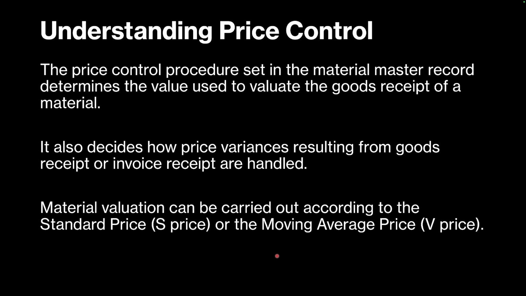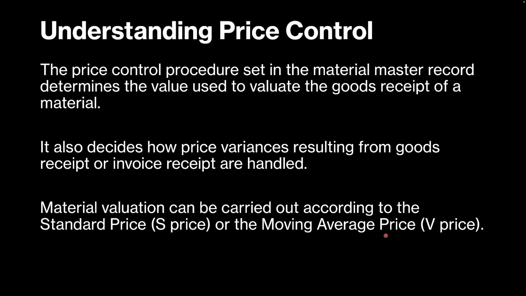The price control procedure set in the material master record determines the value used to evaluate the goods receipt of a material. That is, whenever you do a goods receipt, what value the system will decide and post in the inventory. This decision is controlled by something called price control. And you have two options in the system: one is called standard price and another one is called moving average price. This also decides how price variances are handled when you post an invoice receipt which has a different price than your purchase order price.